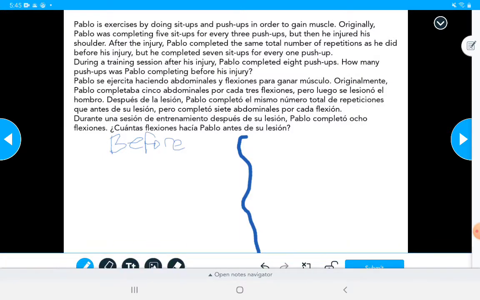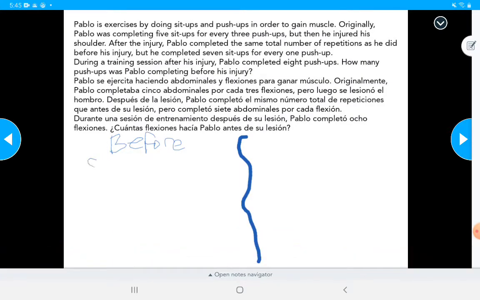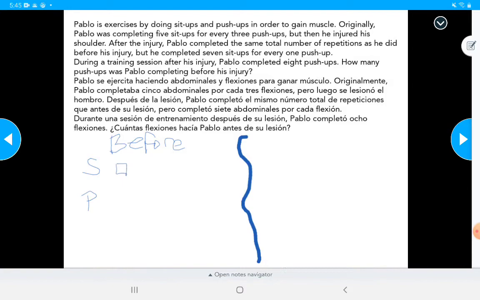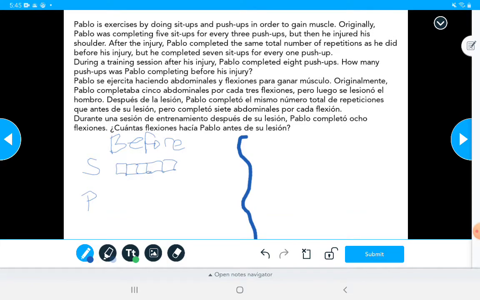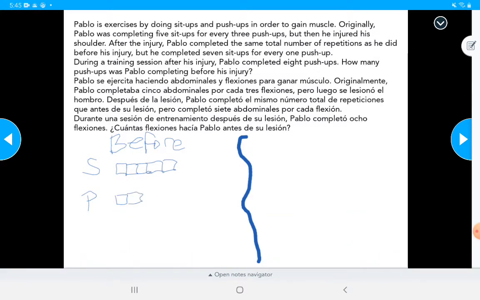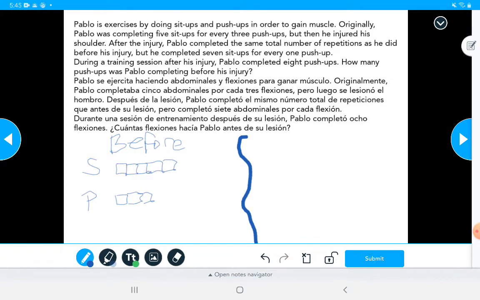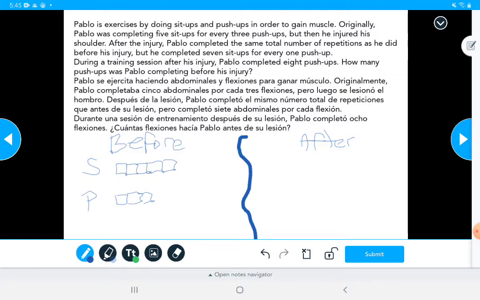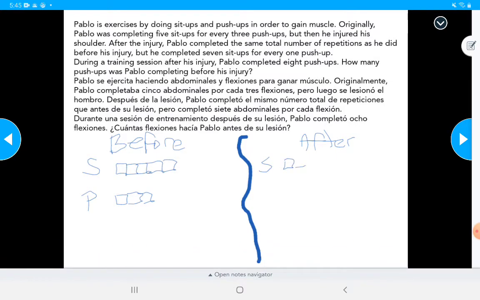So for our before, we have sit-ups and push-ups. So sit-ups we know was 5. 1, 2, 3, 4, 5. For 3 push-ups. 1, 2, 3. Okay, and then afterwards, after his shoulder injury, he wasn't able to do as many push-ups, so he switched it up. So now he's doing 7 sit-ups for every 1 push-up. So sit-ups will be 1, 2, 3, 4, 5, 6, 7. And push-ups, he's just doing the 1.